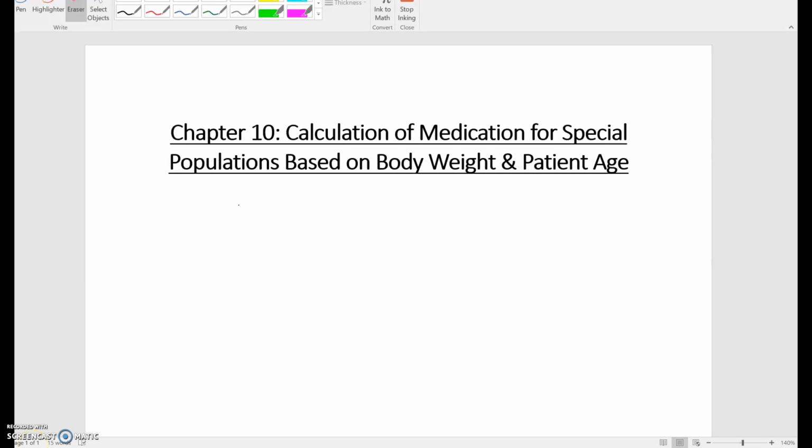All right, students, this is chapter 10, which is titled Calculation of Medication for Special Populations Based on Body Weight and Patient's Age, and this is lecture 3. As usual, I'm going to ask that you have already read the chapter, reviewed the PowerPoint provided to you on Blackboard, and also have read the lecture notes that are provided to you on Blackboard.